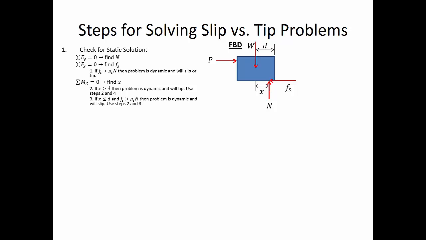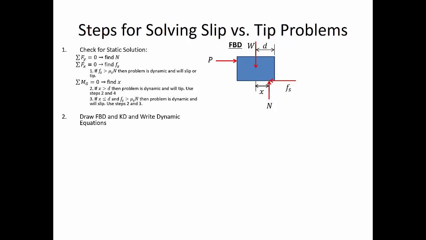And we'll use steps 2 and 4 that we'll show in a minute to solve that problem. If x is less than or equal to half the width of the box, d, and our friction is greater than mu sub s times N, then the problem is dynamic and the box is going to slip, and we'll use steps 2 and 3. So what are steps 2 and 3?